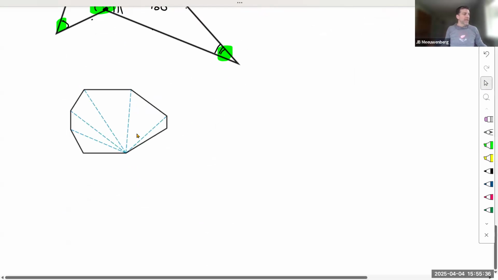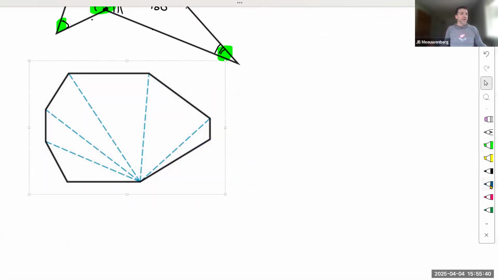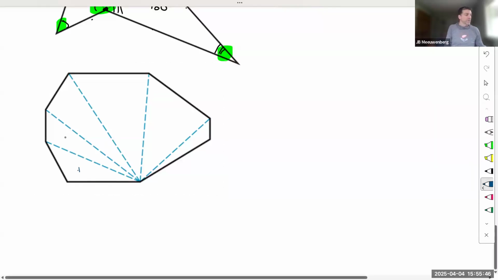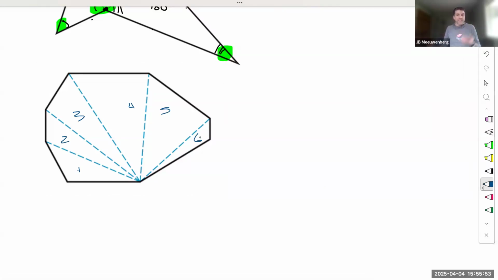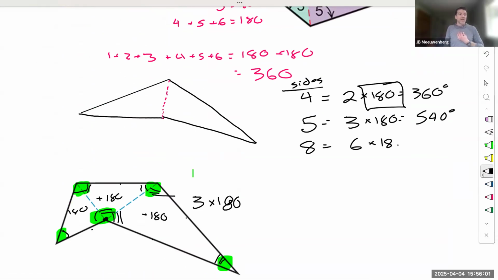Once you sketch it, it's going to look something like this. So you make your octagon, and then count how many triangles you're able to subdivide from it. 1, 2, 3, 4, 5, and 6. Each triangle has 180 degrees. So in our octagon, which has 8 sides, it was 6 triangles times 180 degrees each, which is 1,080 total degrees in our octagon.